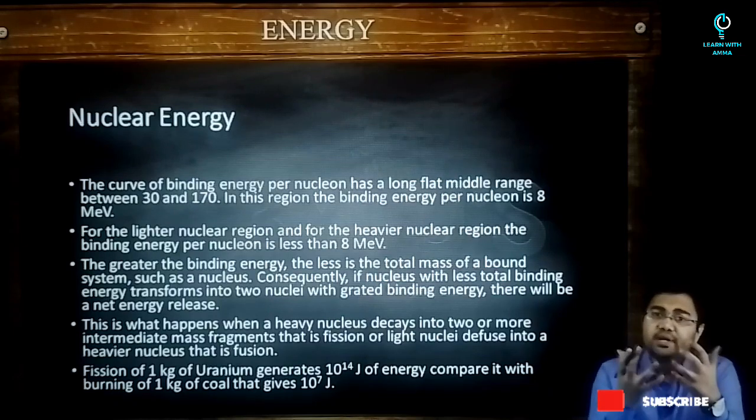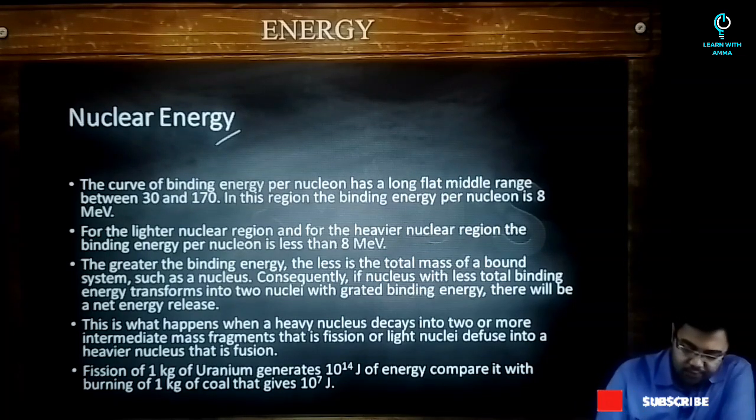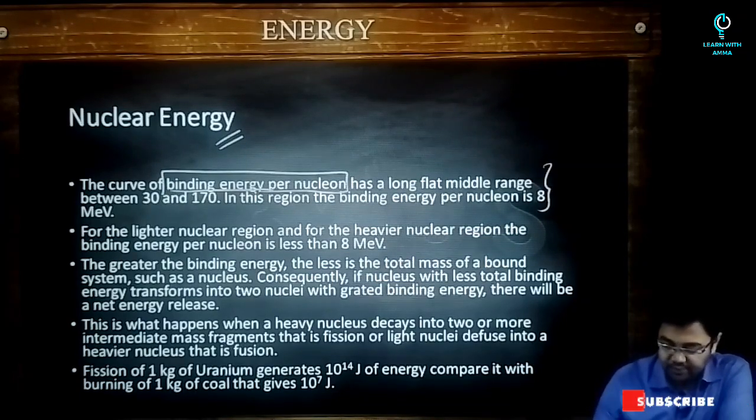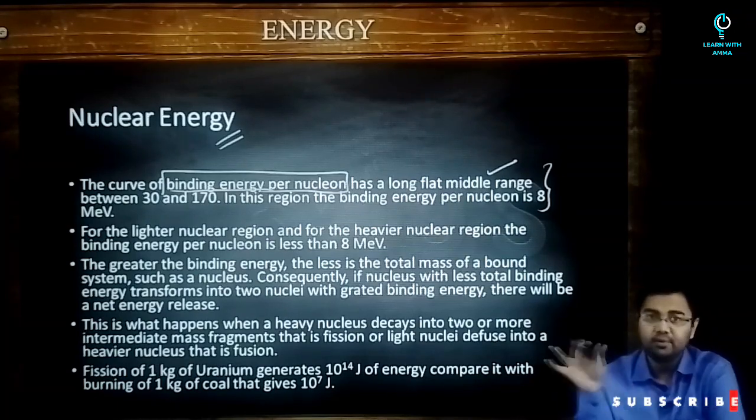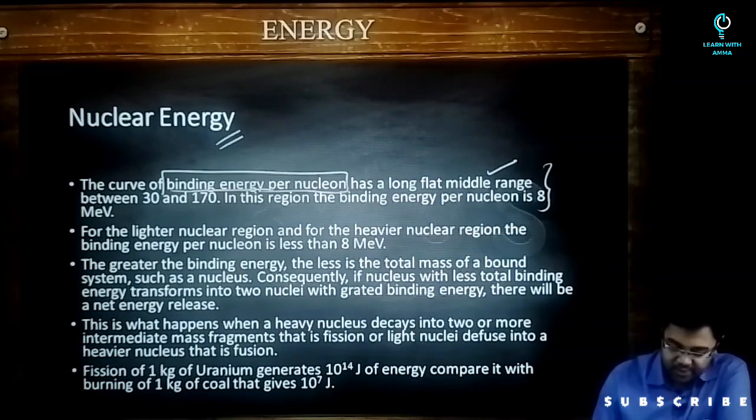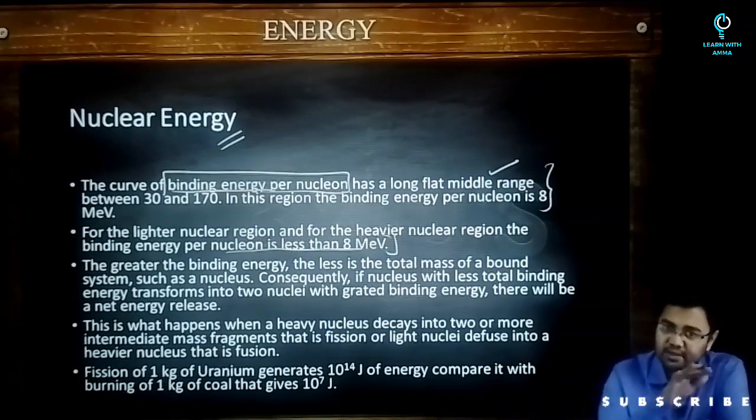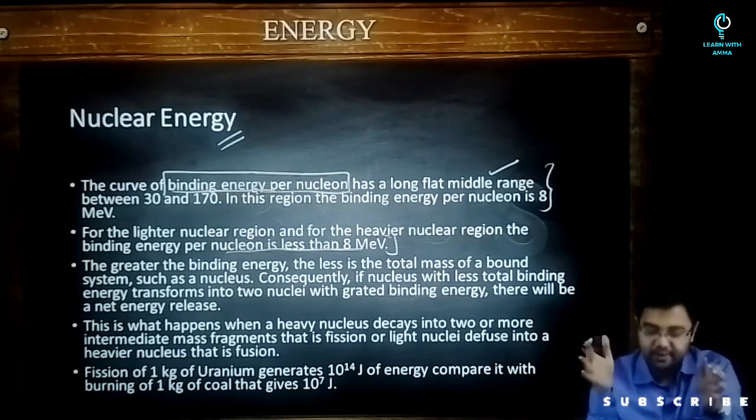Now then, what is nuclear energy? So basically whenever we talk of nuclear energy, we are actually talking of this binding energy per nucleon. So the curve that we have already seen has a long flat middle line. For the lighter nuclei region and for the heavier nuclei region, the binding energy per nucleon is less than 8 mega electron volt, and it is quite constant for the middle ranges.